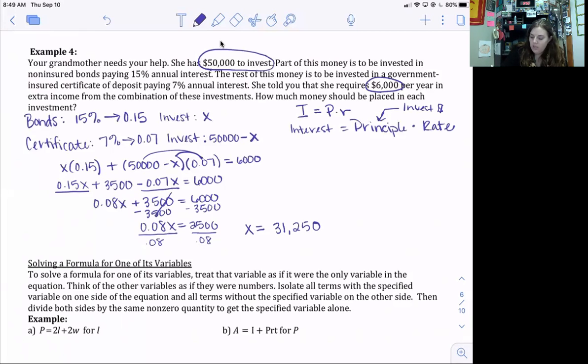Okay, so again, we need to relate this back to our original problem. So for our bonds, that means she's investing $31,250. And for our certificate, we're going to subtract. So we need to do the 50,000 minus the 31,250, which equals $18,750.